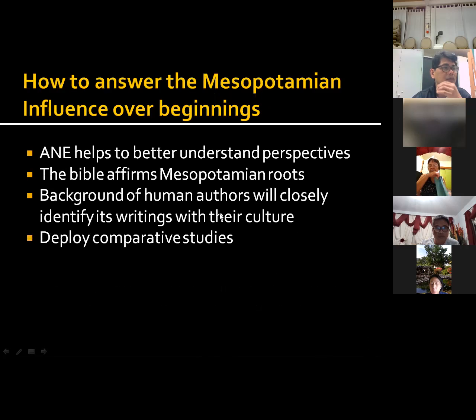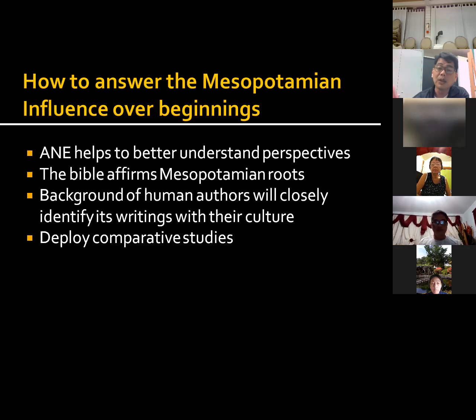So how do we answer the Mesopotamian influence over the beginning? Here are some arguments that I combed from Hale and Walton and looked at others. The first one: the ANE, meaning the ancient Near East Bronze Age, helps us better understand perspectives. In other words, academic learnings like this, or recent discoveries that allow us to understand the time and culture of Abraham and even before him, are not a threat. They simply help us understand the history behind the first 11 chapters.